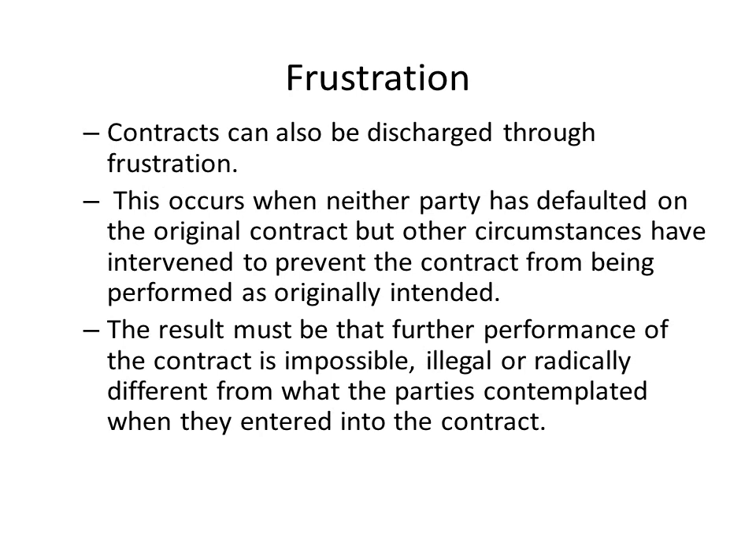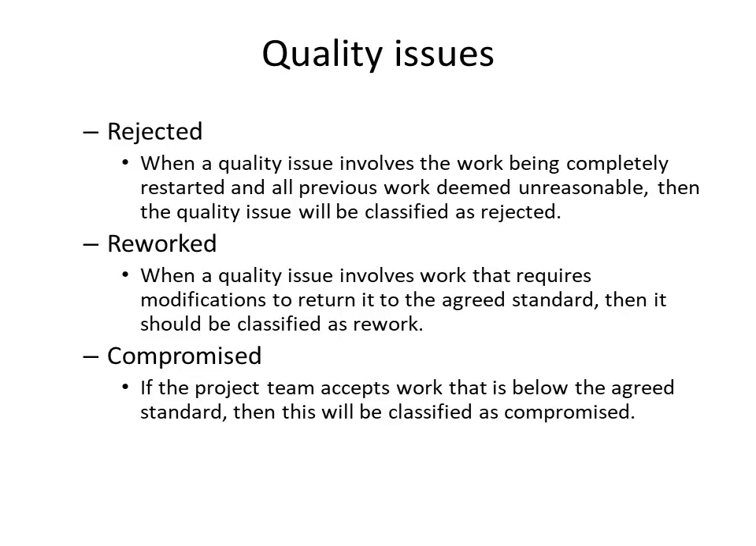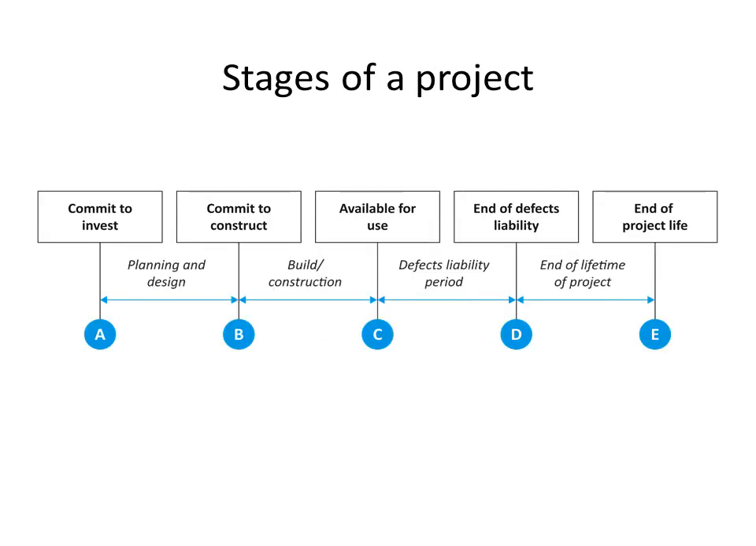And the usual sort of examples: force majeure, if it goes on long enough the contract could become frustrated. If the subject matter has been destroyed or an event is not going to happen anymore, the contract just becomes frustrated. There can be quality issues on contracts where you might reject. There might be rework involved, and work can be compromised. If the project team accepts work that is below the agreed standard, then this will be classified as compromised. So 3 quality issues there.